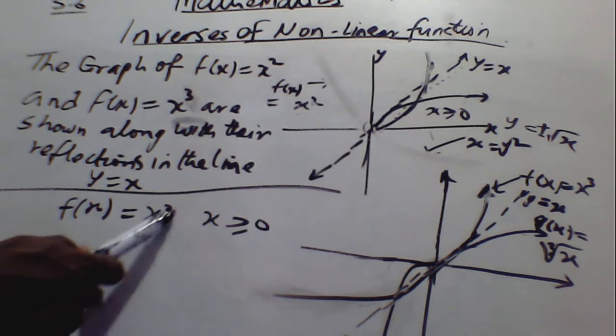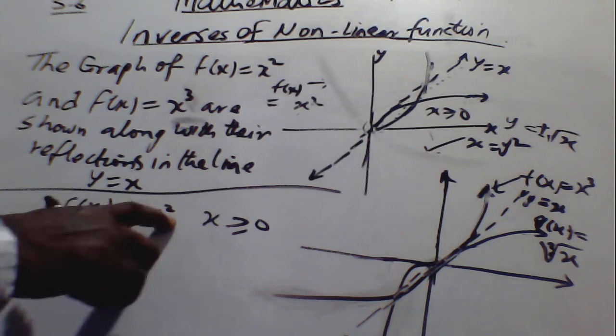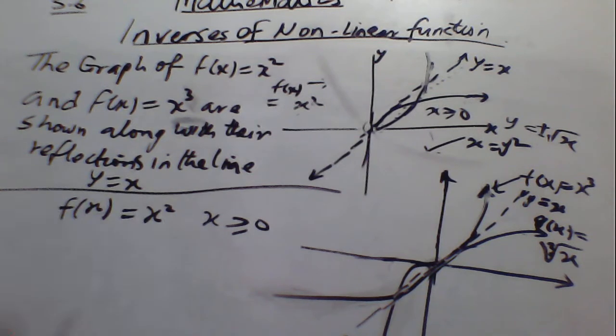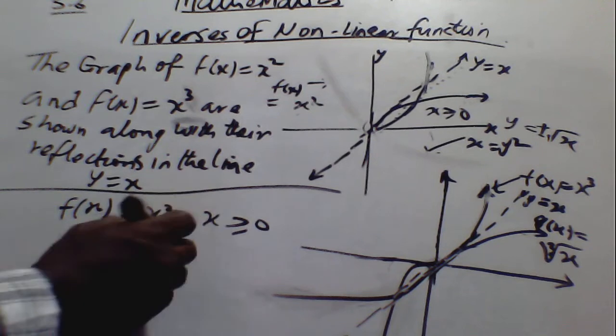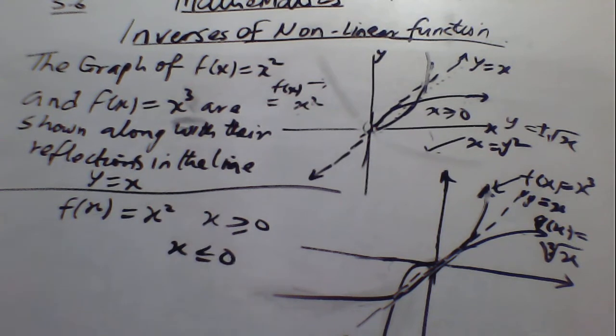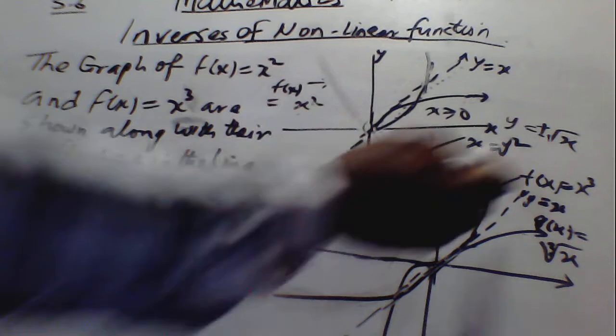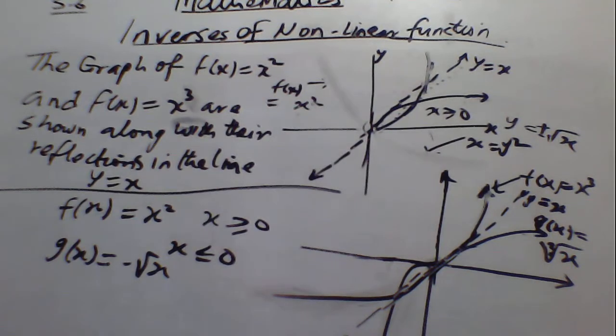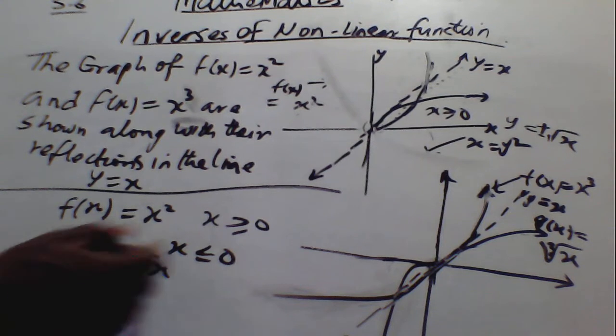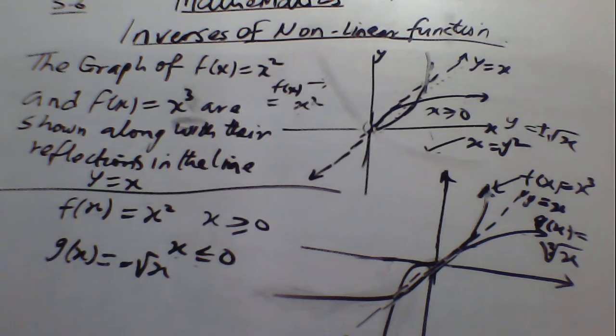This is possible only for even powers, for this x squared, maybe x raised to power 6, maybe x raised to power 4. Place a restriction. So in this case, if we restrict x less than or equal to 0, then the inverse of this will be y equals minus the square root of x. Do you understand it? Its inverse will be what? Negative.